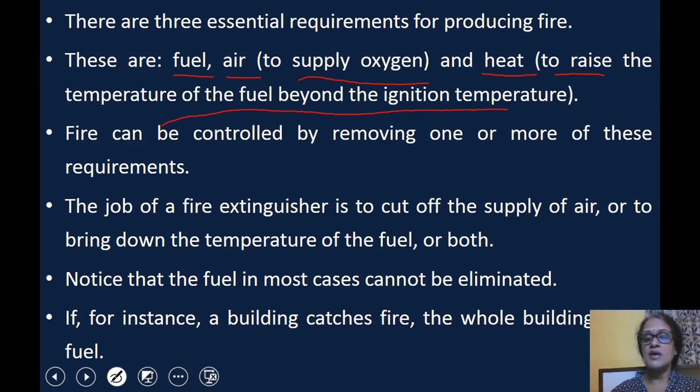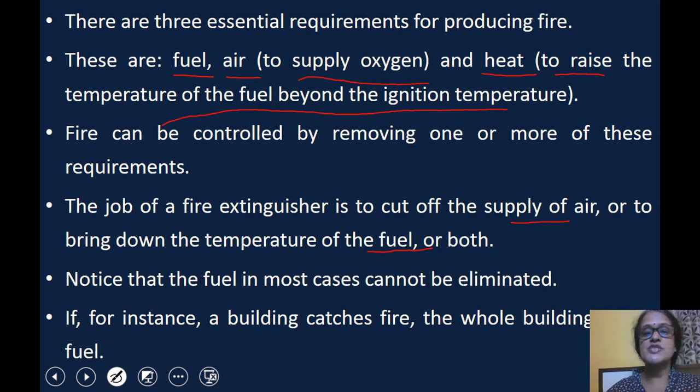The job of a fire extinguisher is to cut off the supply of air. So what will happen? When the supply of air is cut off, the process of combustion will not take place. If the process of combustion will not take place, what will happen to temperature? The temperature of the fuel will be brought down. So that is the role a fire extinguisher is doing by spraying water.